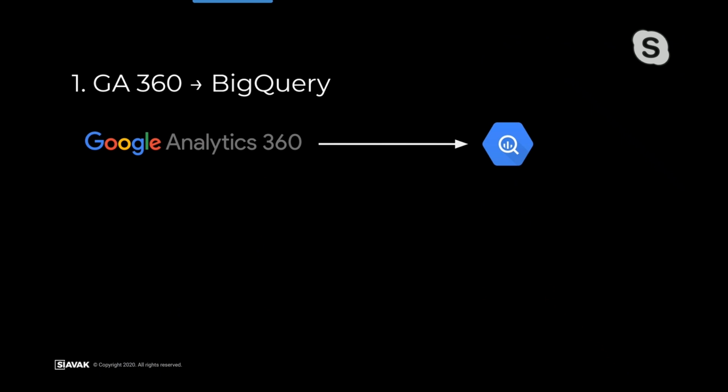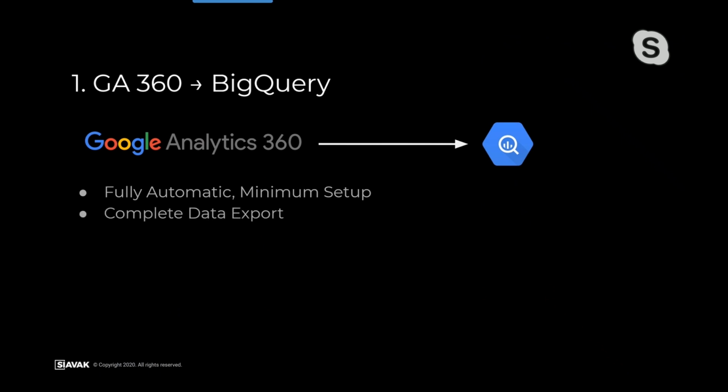So for the users of Google Analytics 360, they can directly export data on a daily basis automatically into BigQuery. It doesn't need any setup. It's fully automatic. You just enable it, and Google Analytics 360 will push data, stream it directly to BigQuery every day, and it will do a complete data export. So whatever is there inside your Google Analytics account will be directly exported to BigQuery.